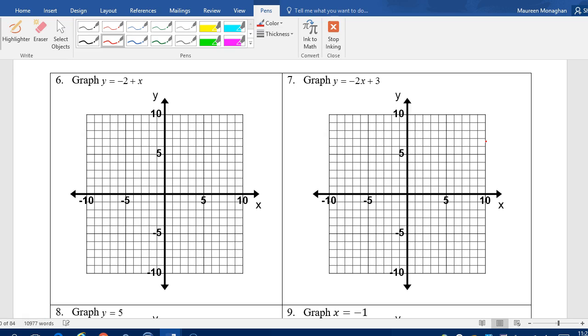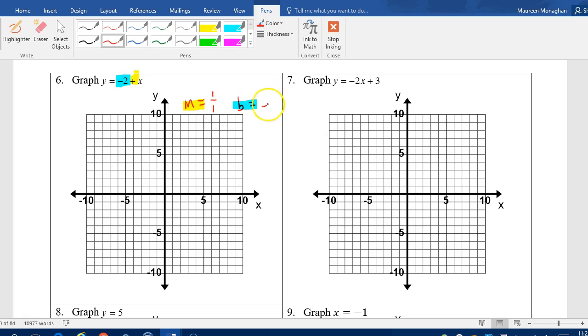All right, now we're going to graph y equals -2 plus x. My strategy is I'm always going to name the slope and the y-intercept. It's just a habit of mine. The slope is the number in front of x. The y-intercept is your constant. They tried to trick us.